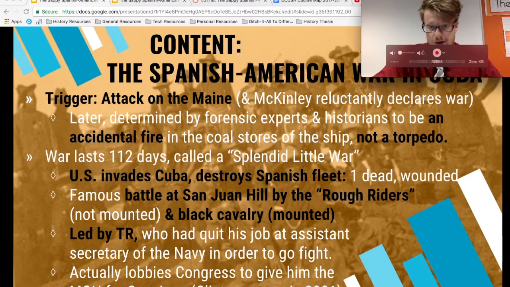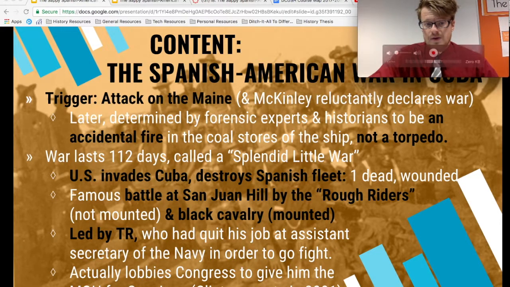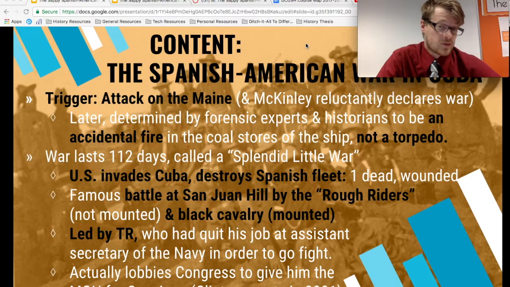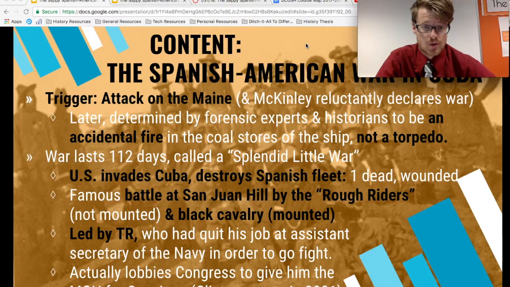Now, let's actually talk about the Maine. The slogan afterward was "Remember the Maine." The Maine was a U.S. battleship that was sent to Cuba, ostensibly to keep an eye on the Spanish and what had been going on in the country. And what happened was that all of a sudden one night the ship blew up.